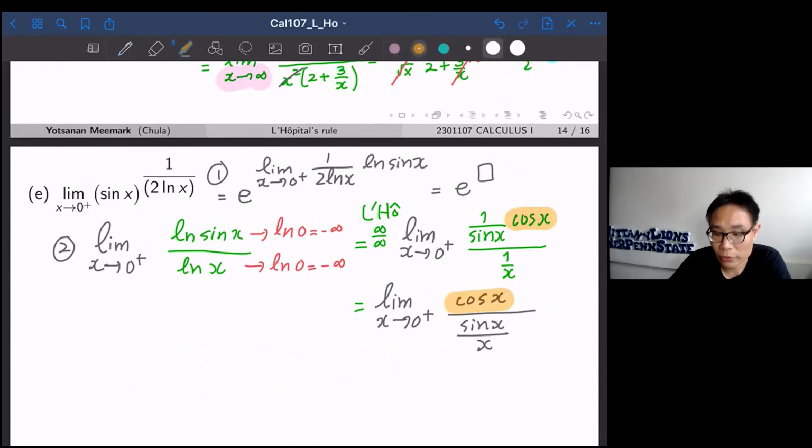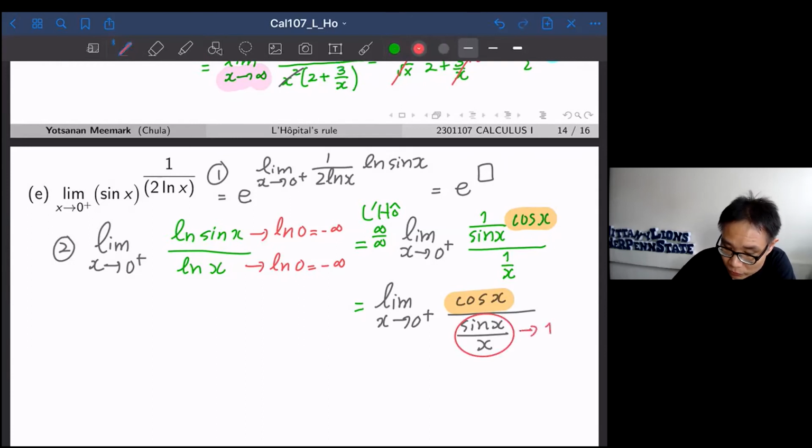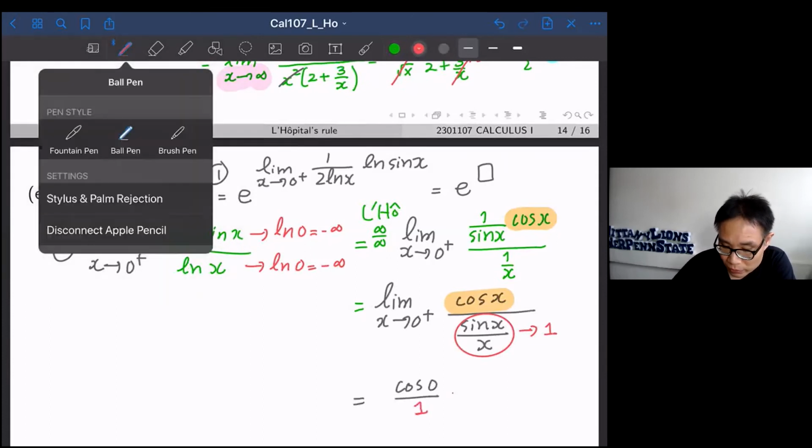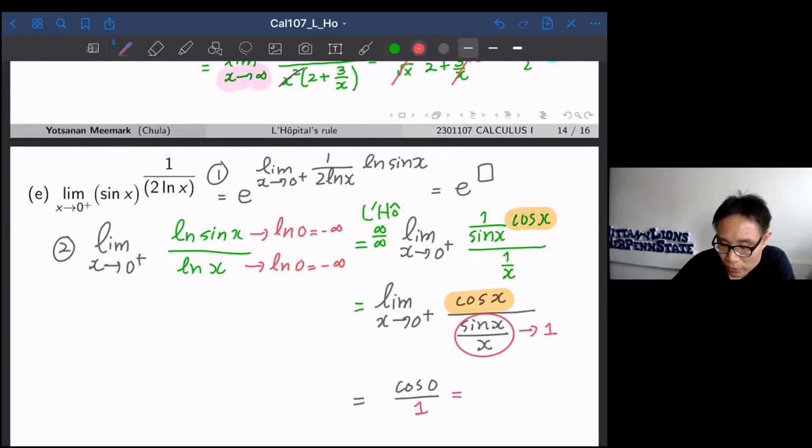Okay, so this one is your algebra. And then you see that you do not have to differentiate anymore because you have the limit of the bottom. The limit of sine x over x turns out to be equal to 1. Okay, so this goes to 1. So it's going to be cos 0 over 1. Okay, and it's going to turn out to be equal to 1.